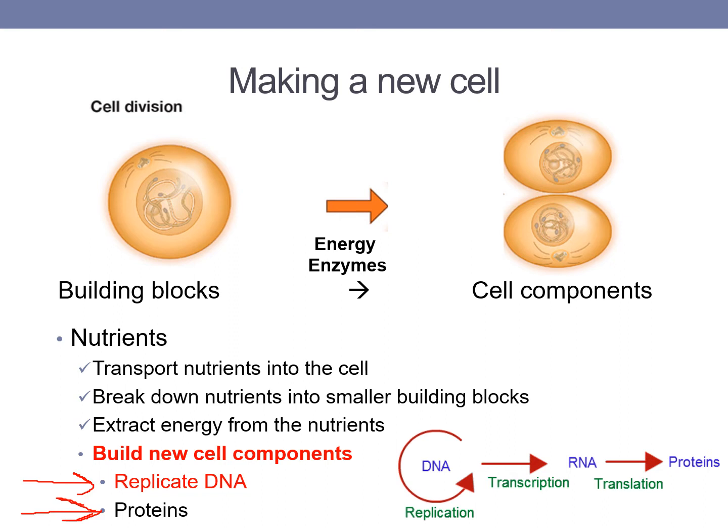That new cell needs the exact same components that the old cell needs, and we started off with replication of the DNA. And so this next part of the presentation will be looking at how we can get RNA from DNA through transcription, and then how we use those different types of RNA to get proteins through translation.